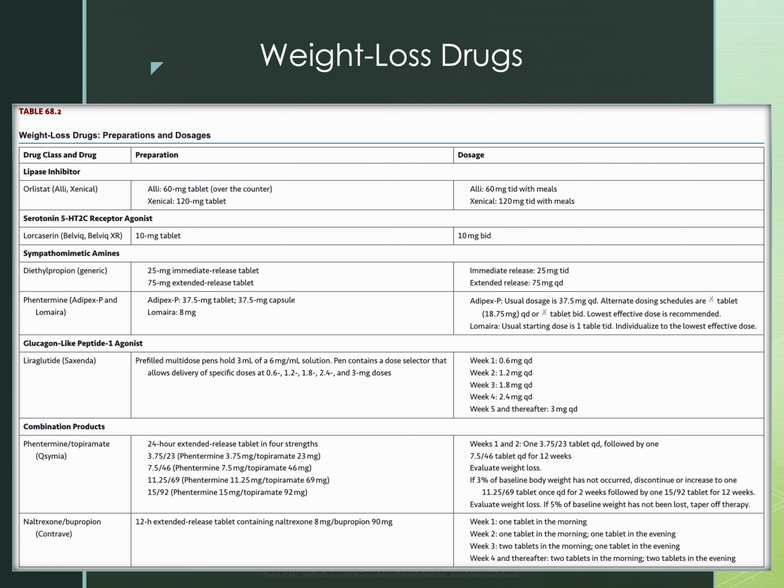Here on this chart, you can see that there are a variety of different medications, and their ability to promote weight loss differ in some ways. And this chart will show you the different preparations. Some of them are tablets, some of them are immediate release. The GLPs, which most of us are familiar with, we hear lots of commercials, there's lots of talk in the media, glucagon-like peptide 1 agonists. Those are prepared in multi-dose pens, and then we have some combination products as well that you can see here.